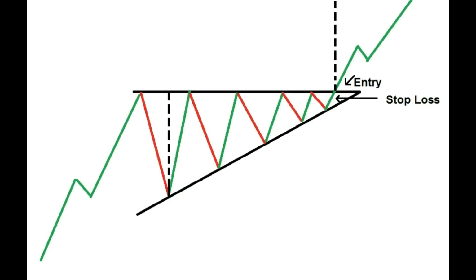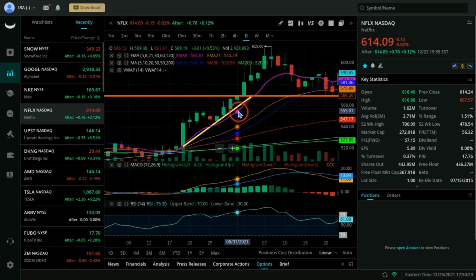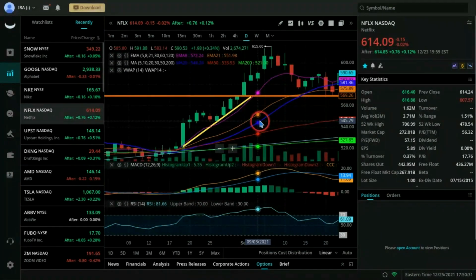After drawing your support, resistance, and trend lines, now you can find your triggers, which are your entry points. Let's take a look at the previous chart patterns that were shown. In this example, let's pretend all the price action above this orange resistance line hasn't occurred yet. So let's try to find our trigger points.